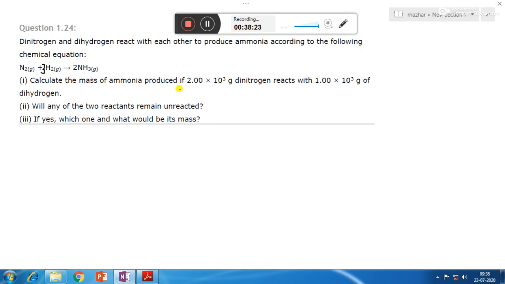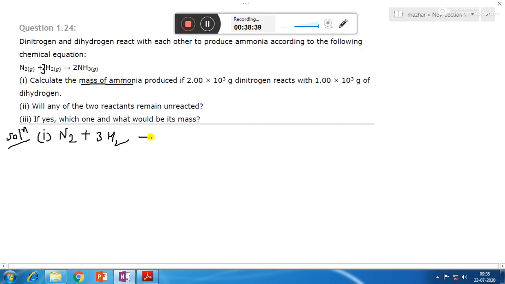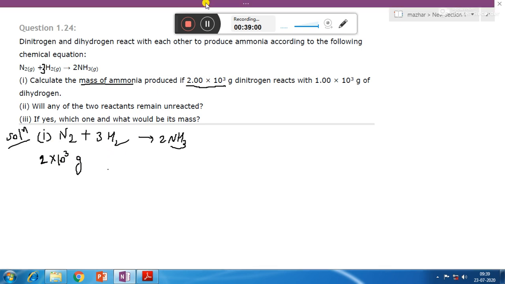Now here we have to find out mass of ammonia, and the mass of ammonia will depend upon the limiting reagent. So first of all we have to find out limiting reagent. Out of the two reactants, nitrogen and hydrogen, which will be the limiting reagent? Now in the question we have been given 2 into 10 raised to 3 gram nitrogen. From that we have to find out what should be the mass of hydrogen.